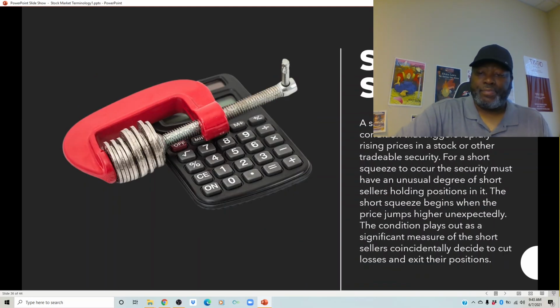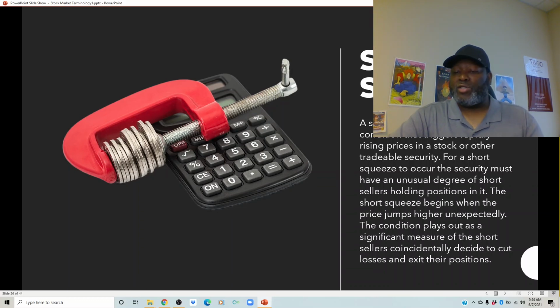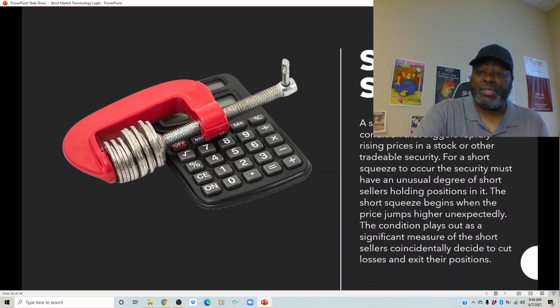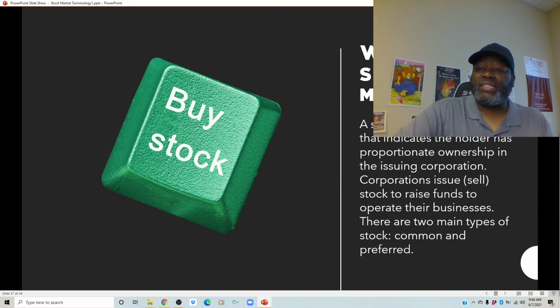Short squeeze. A short squeeze is an unusual condition that triggers rapidly rising prices in a stock or other tradable security. For a short squeeze to occur, the security must have an unusual degree of short sellers holding positions in it. The short squeeze begins when the price jumps higher unexpectedly. The condition plays out as a significant number of the short sellers coincidentally decide to cut losses and exit their positions.